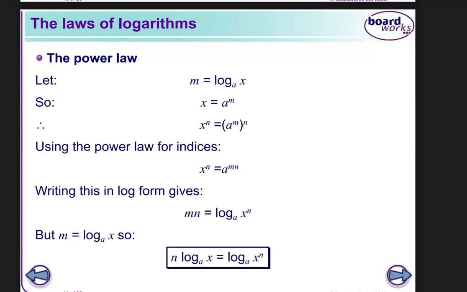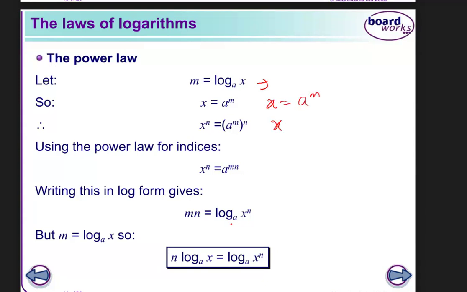So this one is the power law. Same thing too. You have something like this: x to the power of n equals this. Then x = a^m, so m equals what? m equals log base a of x. So don't forget that at the start here, you see clearly that m equals log base a x. So you change it back to give you x equals a^m.